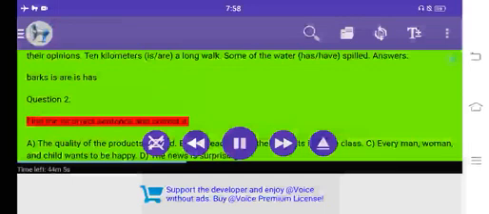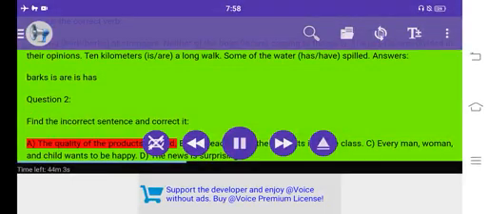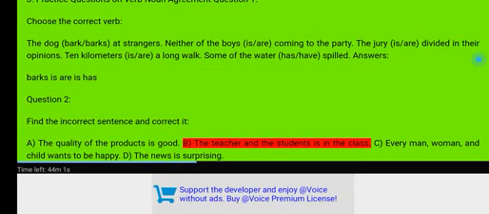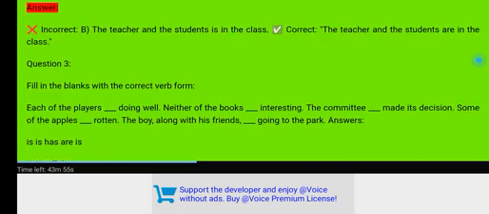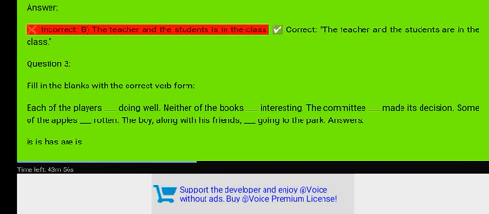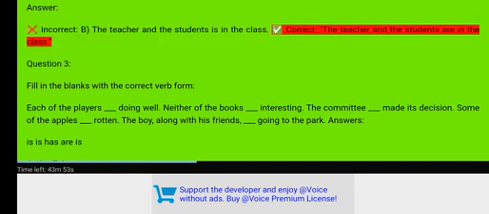Question 2. Find the incorrect sentence and correct it. A. The quality of the products is good. B. The teacher and the students is in the class. C. Every man, woman, and child wants to be happy. D. The news is surprising. Answer: B. The teacher and the students is in the class is incorrect. Correct: The teacher and the students are in the class.